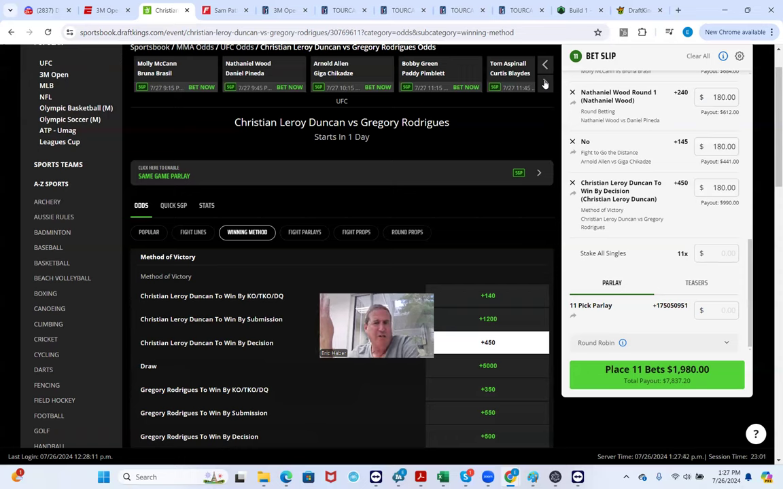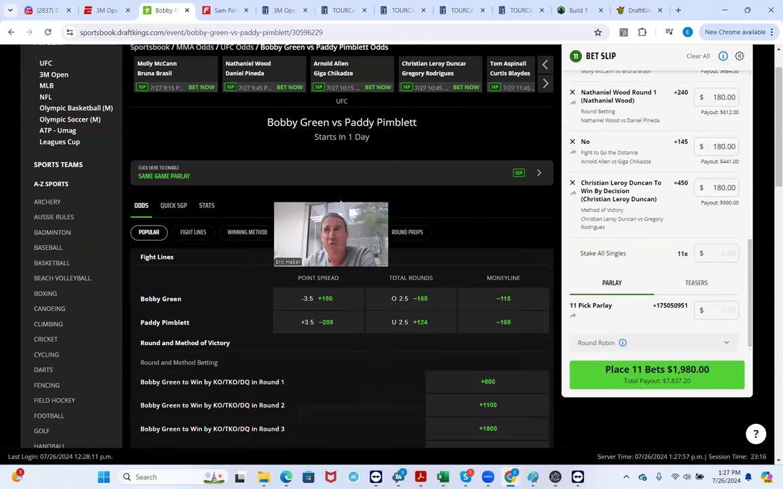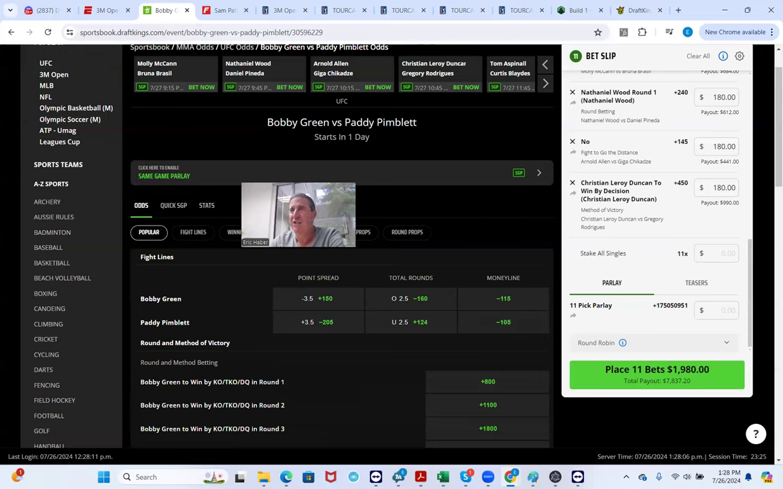What I'm just going to do is play Bobby Green by KO. Right? I don't understand what the problem here is. If Bobby Green has such a big striking advantage, why doesn't he just knock him out? So that's what we're going to do. And what we really should do, honestly, is just play him inside the distance, because again, if Paddy Pimblett does get taken down, then submissions are always kind of live. So I think Bobby Green could get a sub.